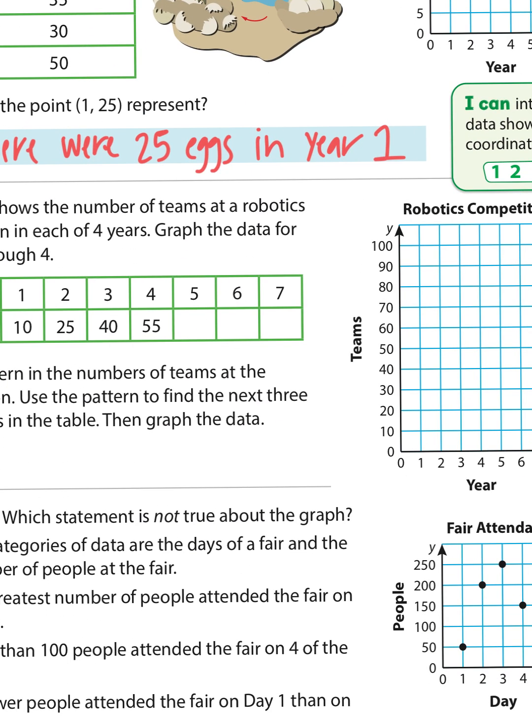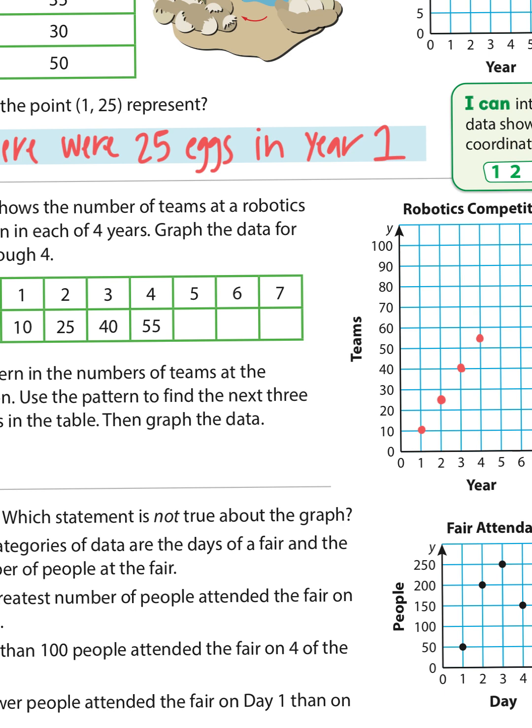This one says that our table shows the number of teams at a robotics competition in each of 4 years. Graph the data for years 1 through 4. So we're going to graph that data first. I'm going to have you do that, and then we're going to check it together. So do it on your own paper. You can do it as a group if you want to help each other, but then we're going to check it as a whole group.